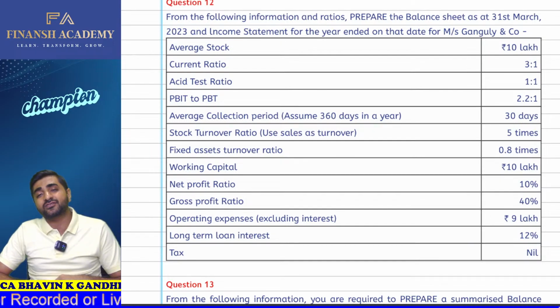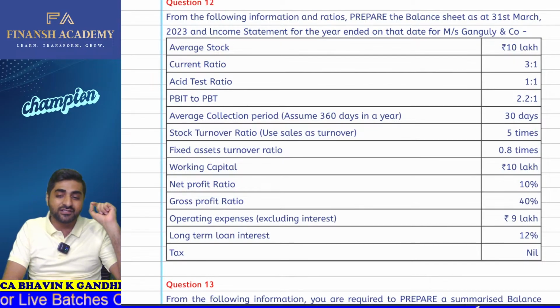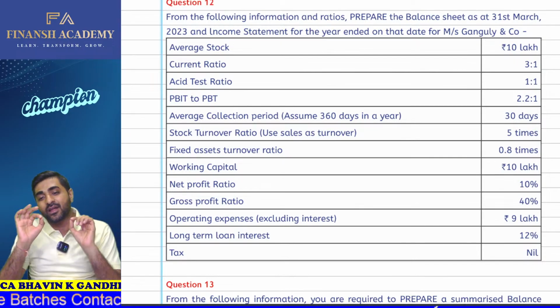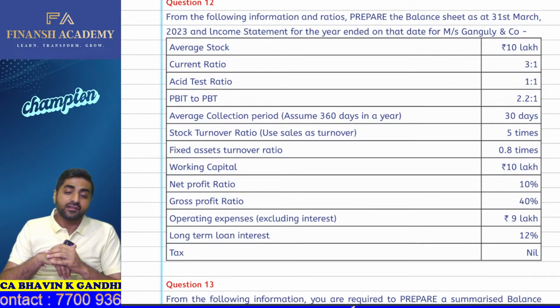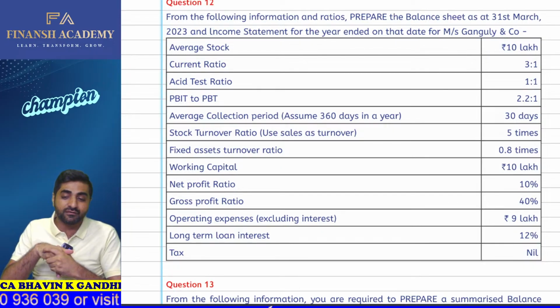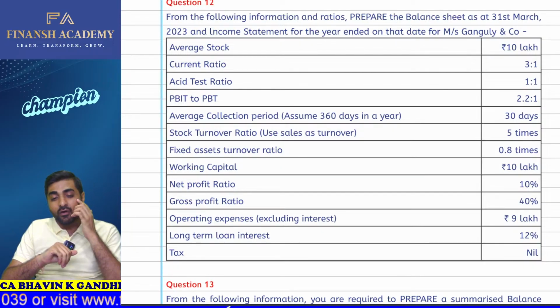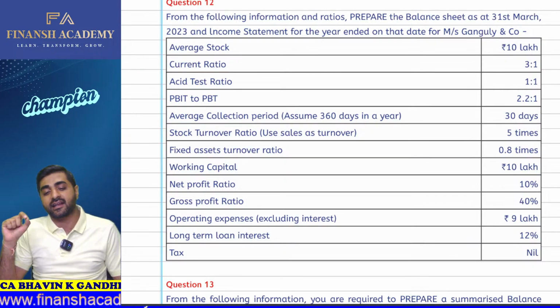Okay. So my dear students, here we are not going to calculate the stock turnover ratio based on COGS. Here we are required to calculate the stock turnover ratio based on sales. Okay. Then we have fixed assets. Then we have your working capital. We have net profit ratio. We have gross profit ratio. We have operating expenses excluding your interest element, long-term interest and the taxes nil.